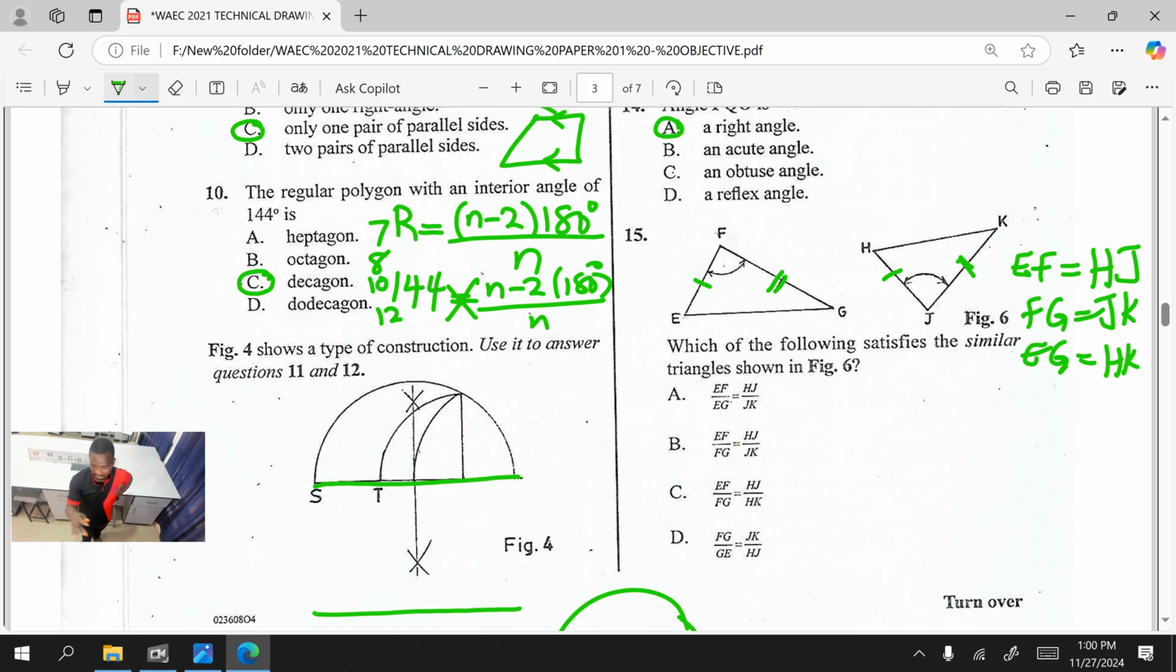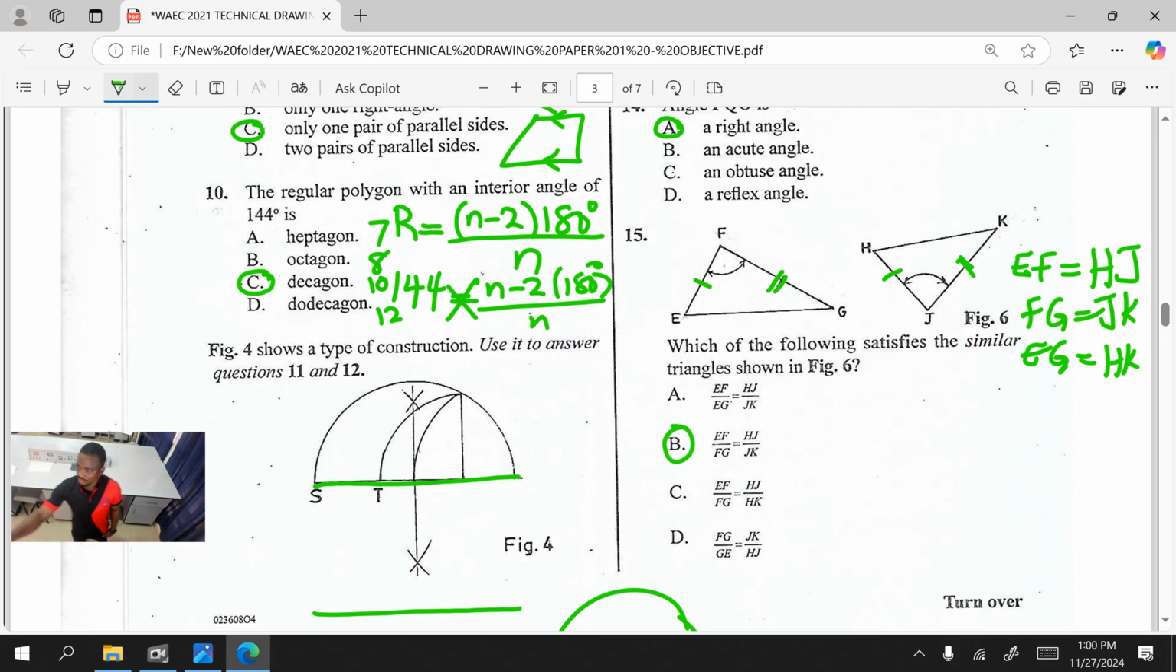Can you see it now? So I can look at my options. A says EF over EG equals HJ over JK. Is that right? No, it's not right. Then EF equals HJ, yes. FG equals JK, that is right.